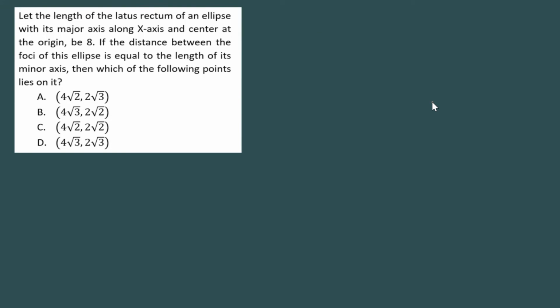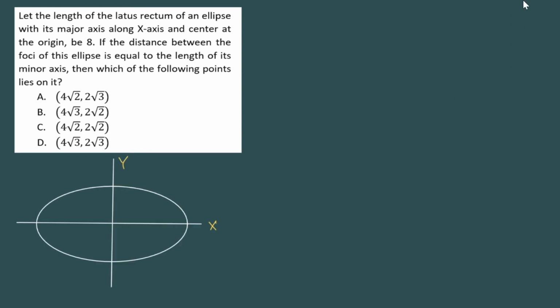Hello. In this problem, the length of the latus rectum of an ellipse is given as 8, and the distance between the foci of the ellipse is equal to the length of the minor axis. Then we are asked to identify which of these points lie on the ellipse. The latus rectum is the length of the focal chord which is perpendicular to the major axis.